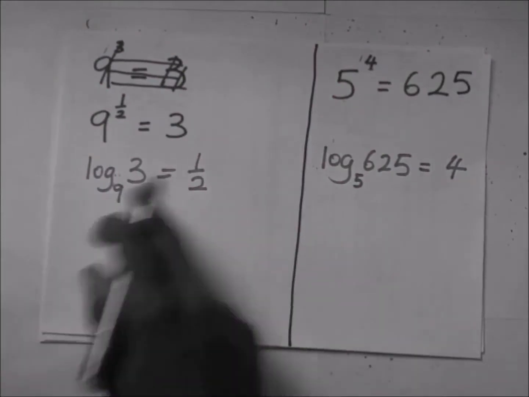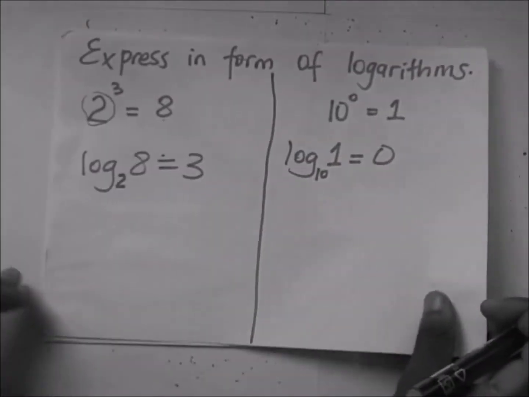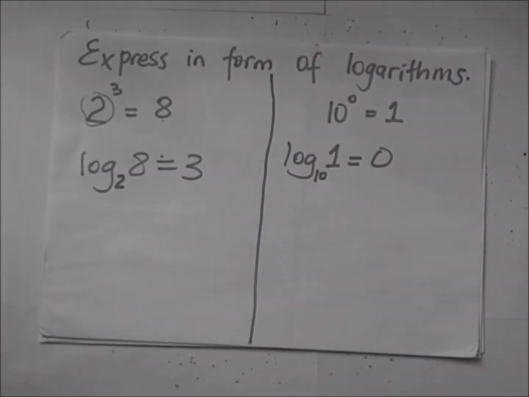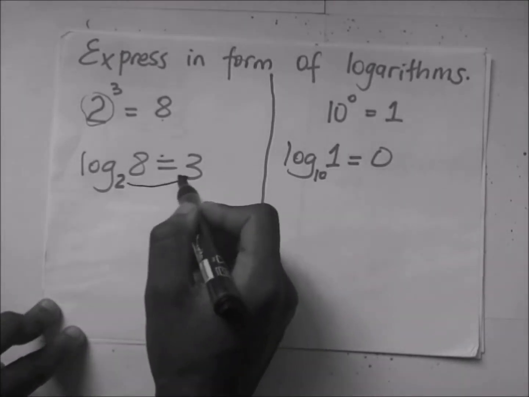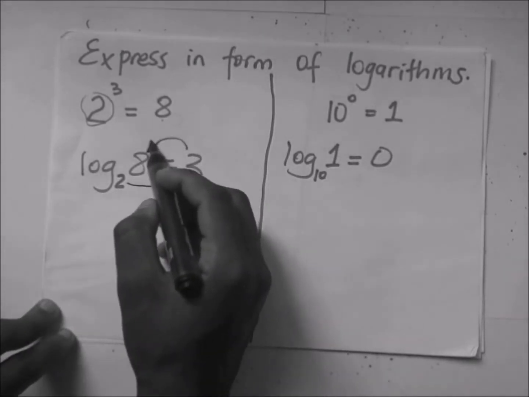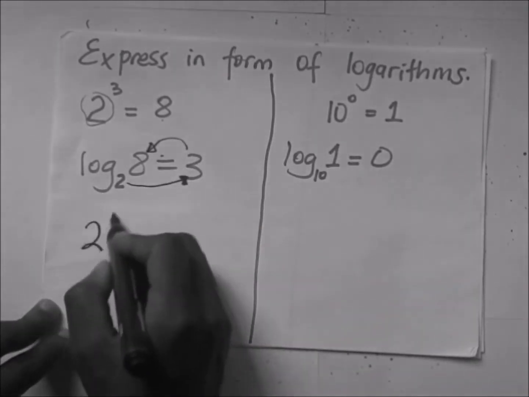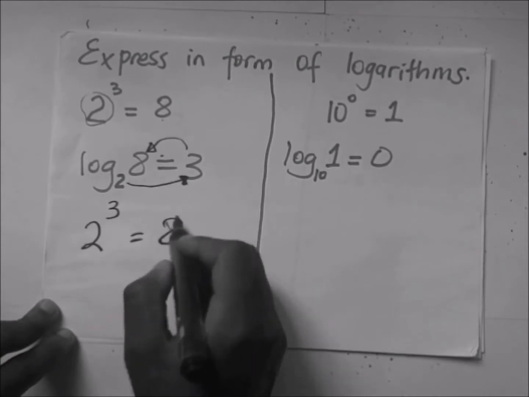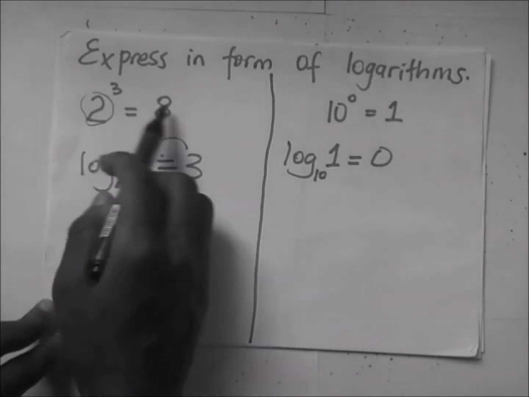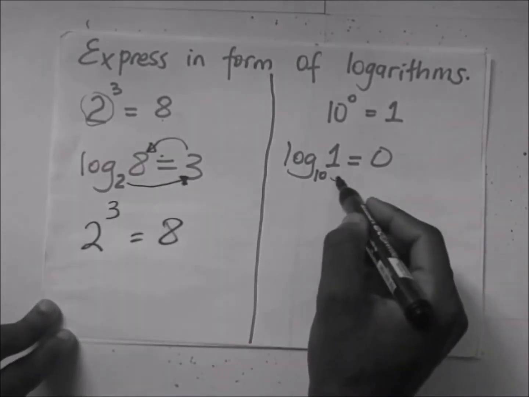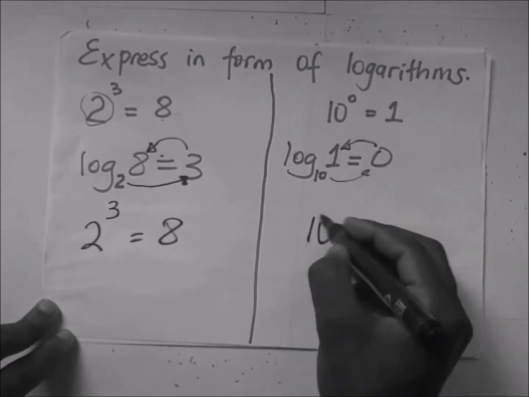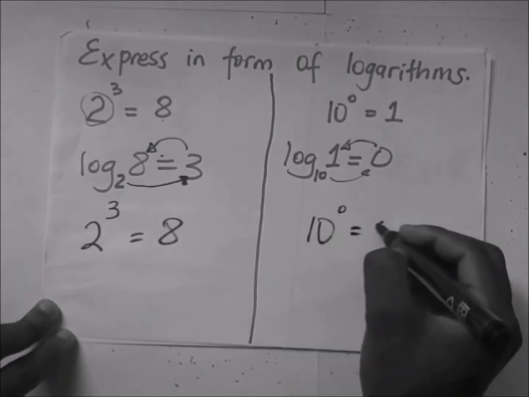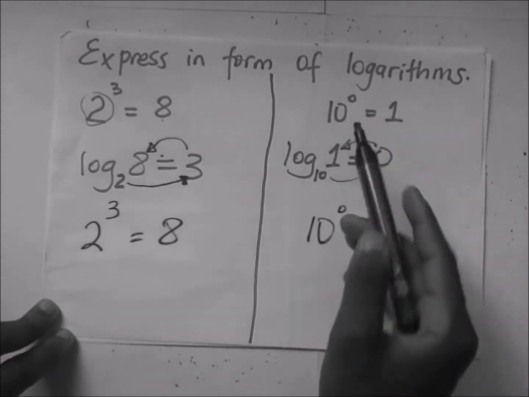So this becomes 4 to the power 3 over 2 is equal to x over 7. If you are to convert these numbers back to index form, this is the pattern. 2 to the power 3 gives us 8. 2 to the power 3 is equal to 8, and this takes us back to this. Likewise here, 10 to the power 0 is equal to 1, and it takes us back to that.